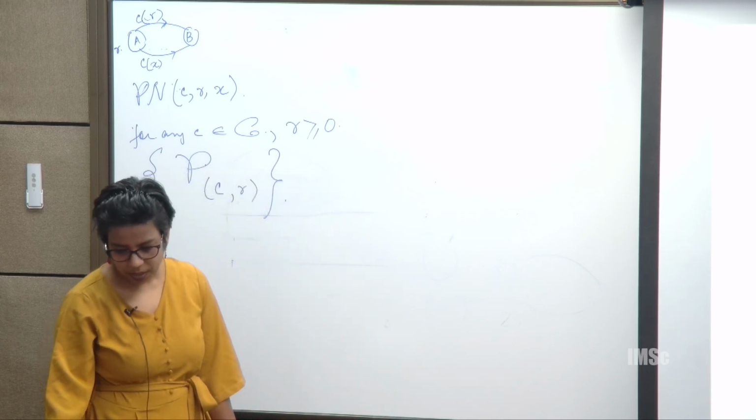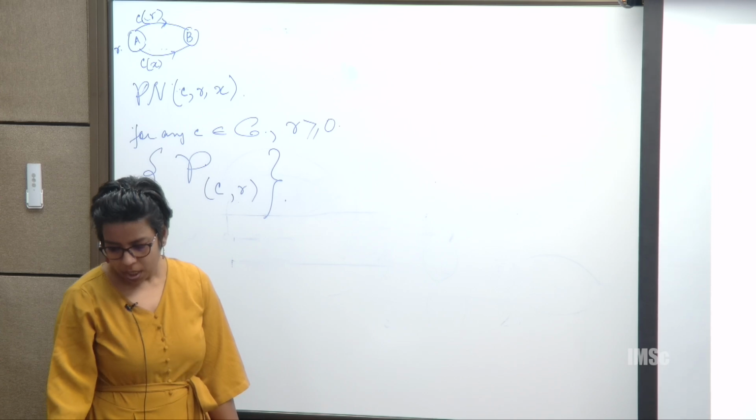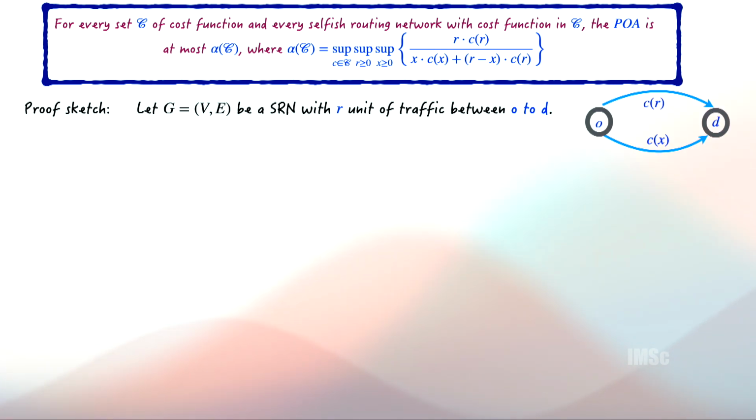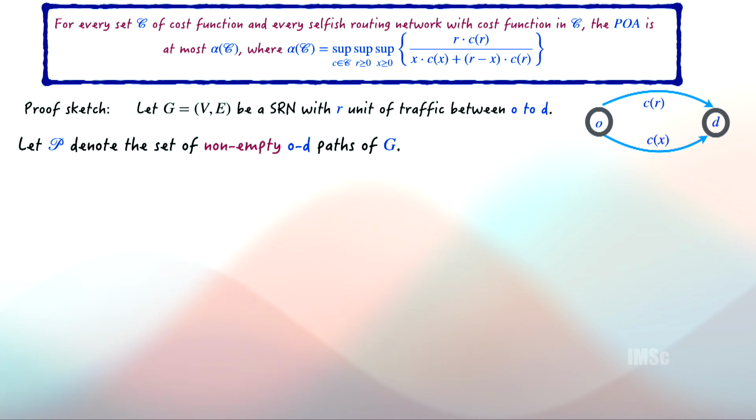Okay, let's work out the details. Let's take a selfish routing network of R units of traffic between O and D. Now let P denote the set of non-empty O-D paths of G. This is the analysis of any selfish routing network G. This is to compare with the corresponding Pigou network. You have any graph G with cost functions taken from this; the corresponding Pigou network would be this, where you are using the same cost function and routing the same volume of traffic R.